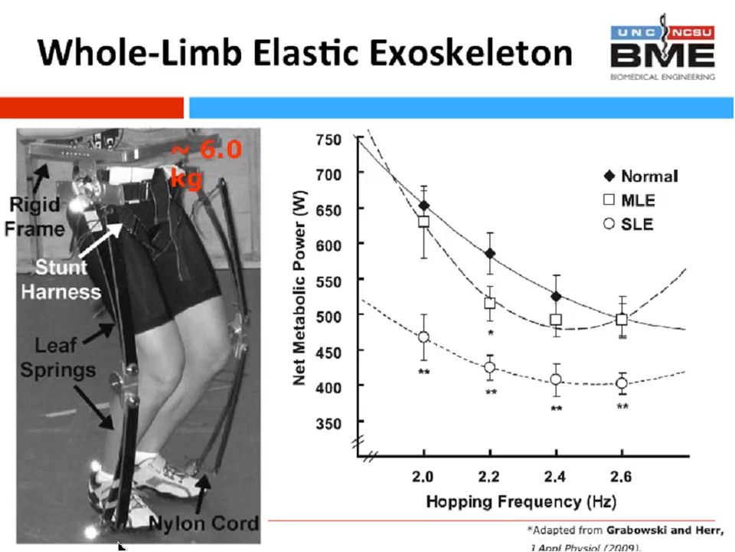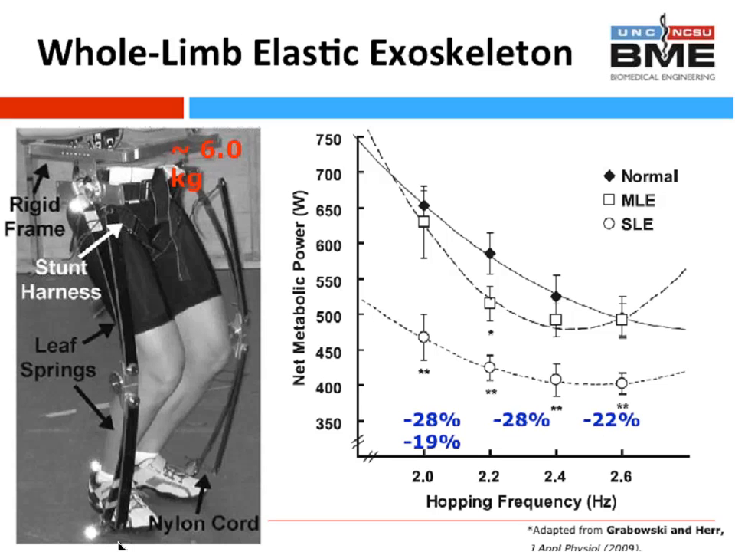There's a main graph from their publication in the Journal of Applied Physiology here that shows the net metabolic power on the y-axis as a function of hopping frequency. They asked people to just hop in place to a metronome at different frequencies. And there are three curves represented here. One, which is labeled normal and is in diamonds, is for normal hopping in the exoskeleton without a spring. And you can see that the metabolic cost is quite high at low frequencies and decreases with increasing frequency.